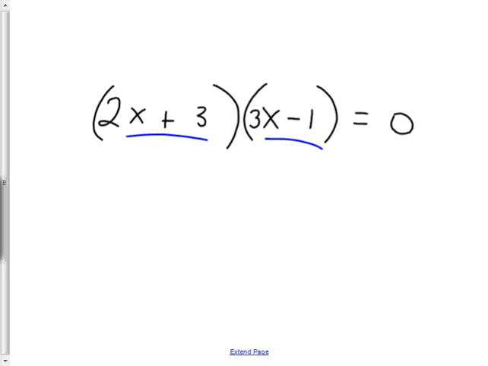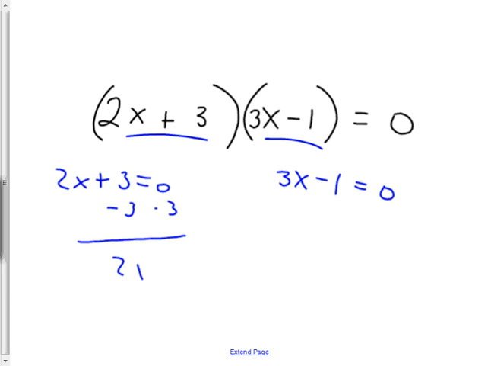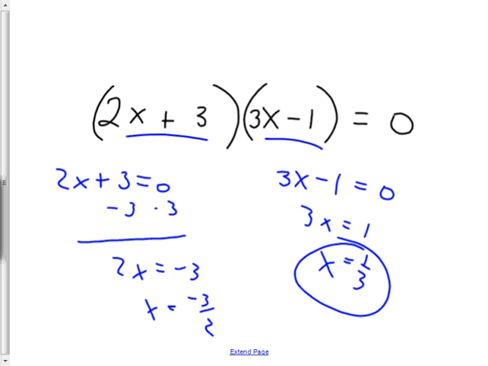Okay, you should have said 2x plus 3 equals 0 and then solved it. And you should have said 3x minus 1 has to equal 0 and solved it. And they're just two little mini equations. These are just algebra. Super simple. Minus 3, 2x equals negative 3, so x must be negative 3 halves. And on the other side, 3x equals 1, x equals 1/3. 1/3 and negative 3 halves. Raise your hand if you had those two answers.